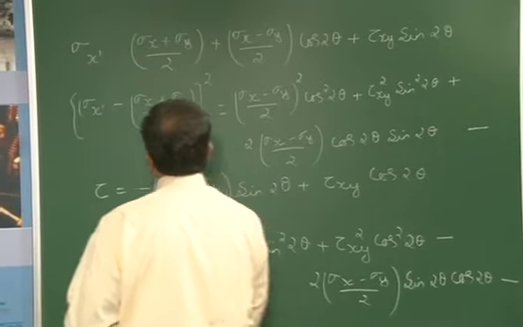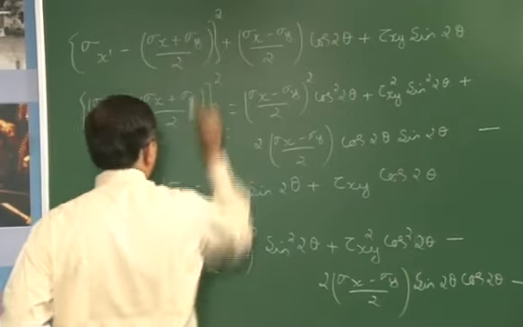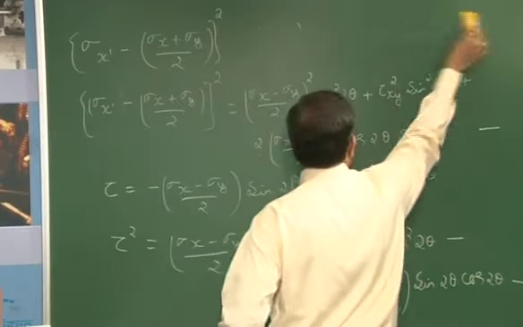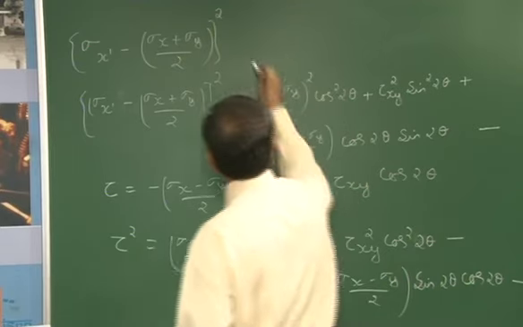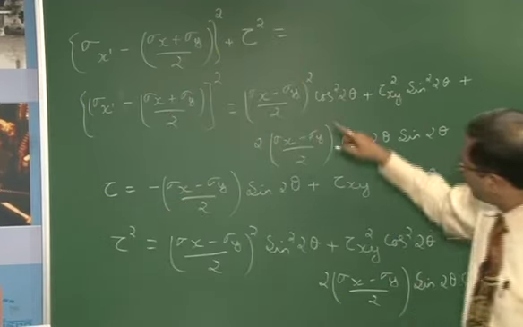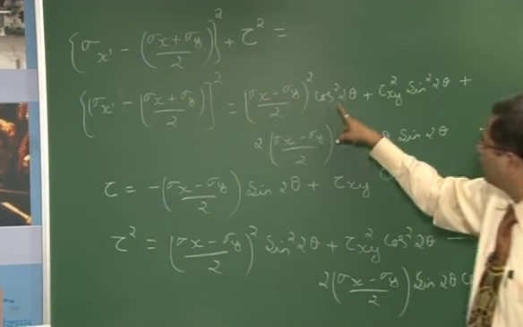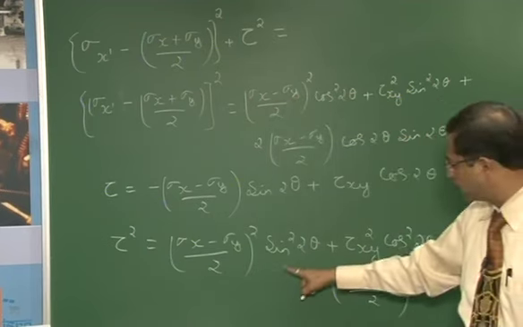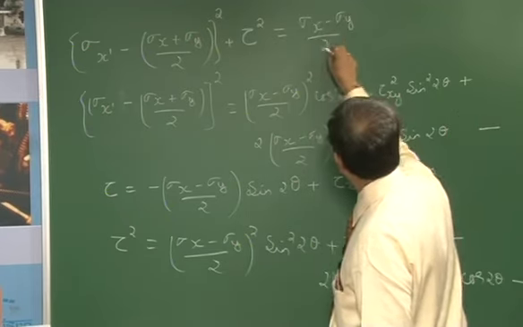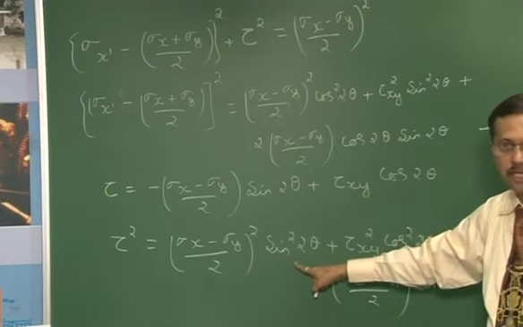Okay, what do we get? We have this term, which I am writing as it is. Then I am going to add this to this, so we would get plus tau square. This is equal to, if you observe, when I get this term, it is sigma x minus sigma y divided by 2 whole square into cos square 2 theta. When I add this to this, I would get sigma x minus sigma y by 2 whole square times cos square theta plus sin square theta.